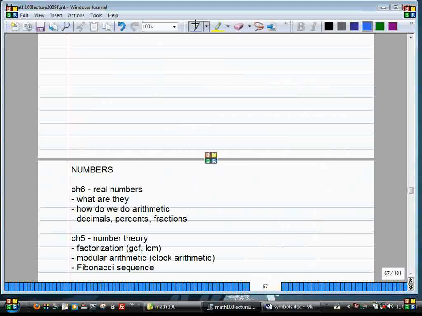We'll talk about modular arithmetic, which is also known as clock arithmetic. If you don't know what that is right now, that's fine, because you will. And we'll also talk about the Fibonacci sequence. So remember, we actually already briefly mentioned the Fibonacci sequence in the previous section when we talked about sequences. So we're going to come back and look at that a little bit more. So we're going to do these sort of, again, more sophisticated sorts of topics involving numbers. But first, real numbers, what are they?